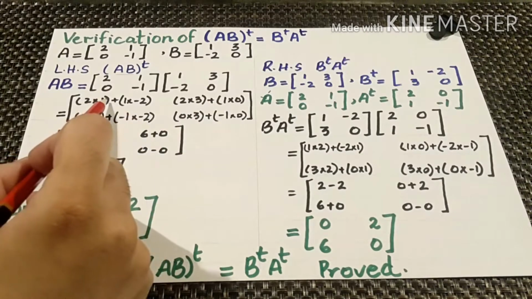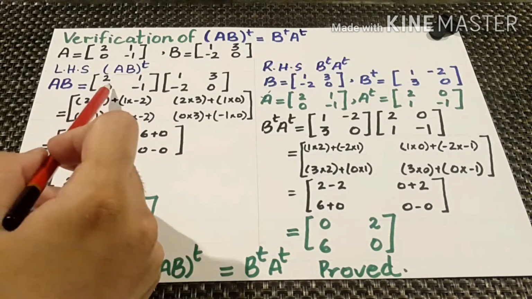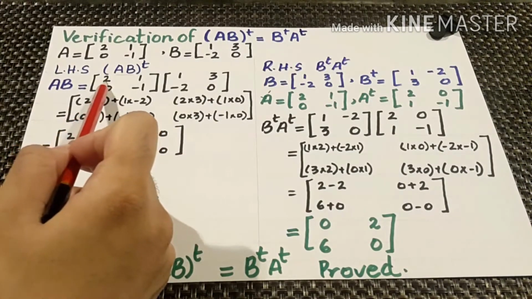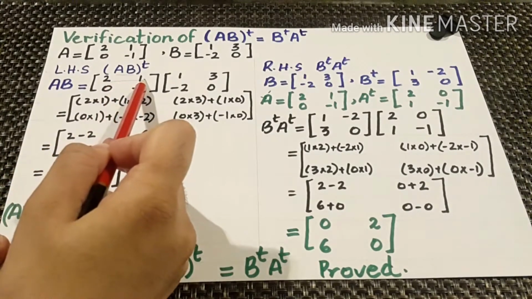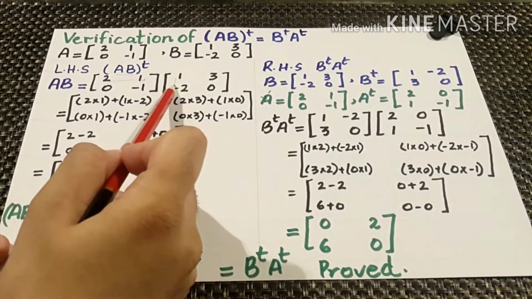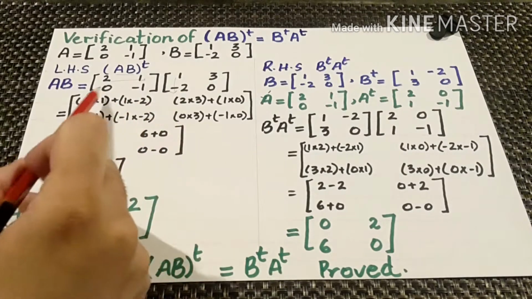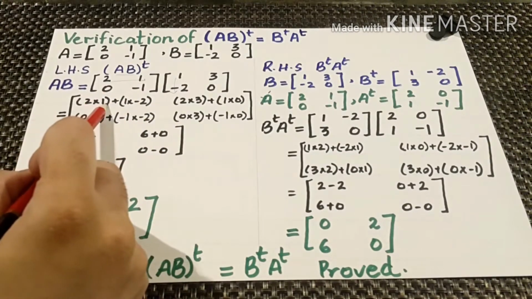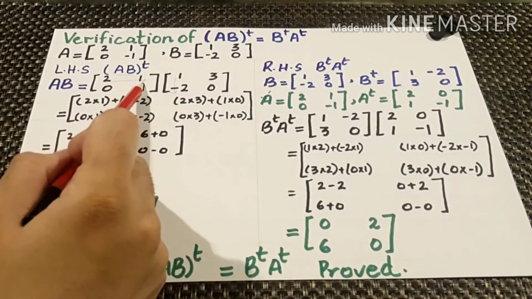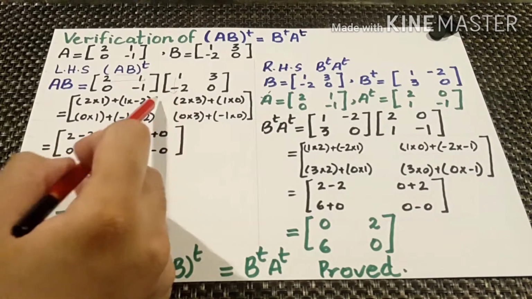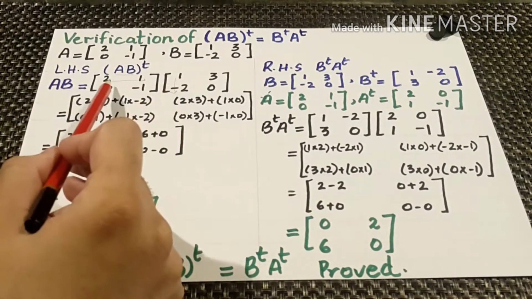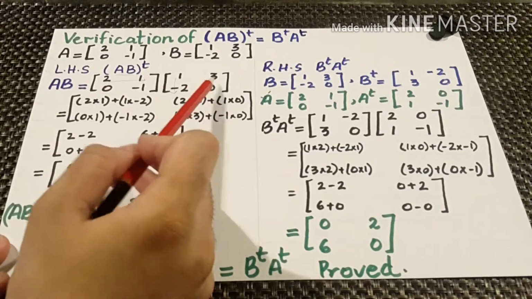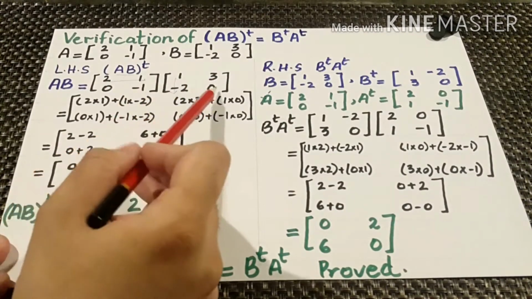Now following the rule of multiplication, what we will do, we will multiply this row with this column values. Like 2 will be multiplied with 1 plus 1 will be multiplied with -2 here. Then 2 will be multiplied with 3 plus 1 with 0.